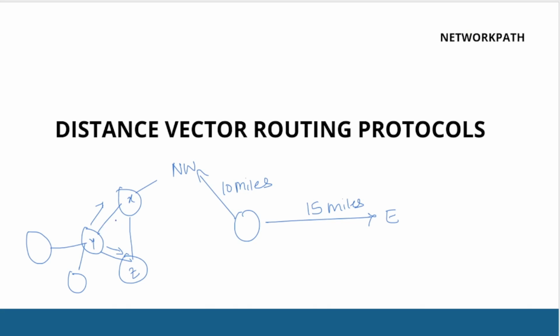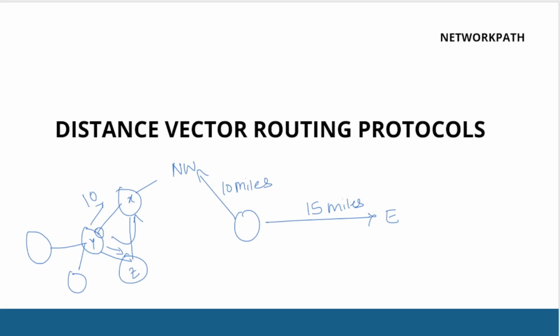So it has to have two differentiating factors. One is the direction and the second is the cost or the distance. If I directly look at the image, we can see that this distance is lower. But just for the example, let's say the cost is 10 and the cost for this path is 15. So definitely router Y will choose this interface. That's the essence of a distance vector.